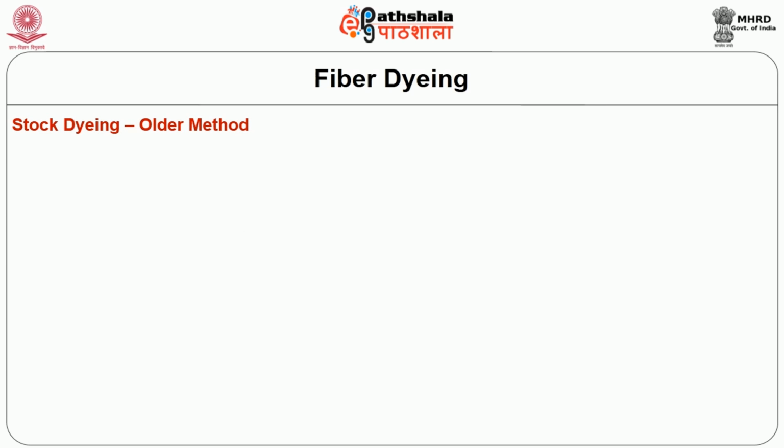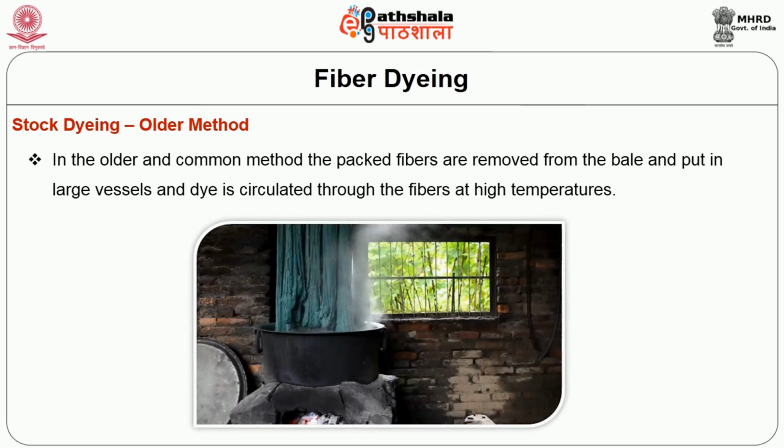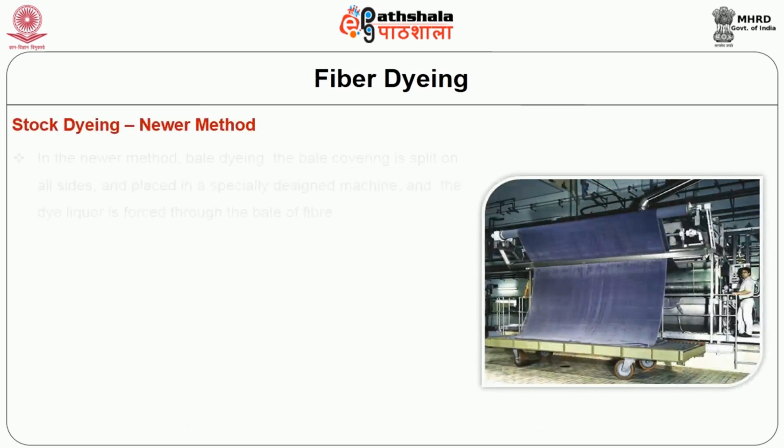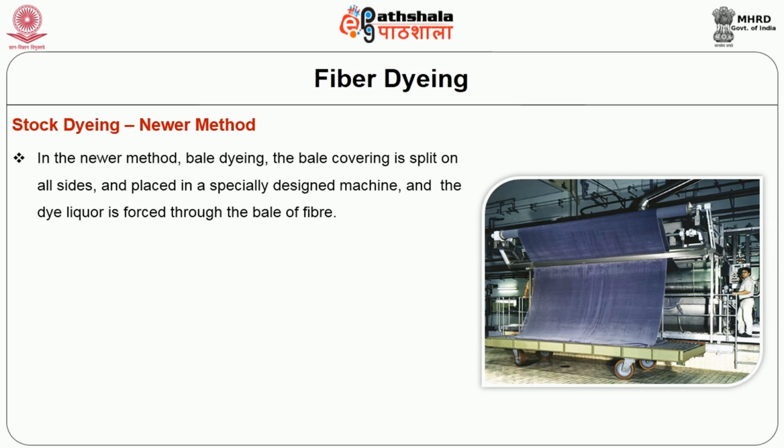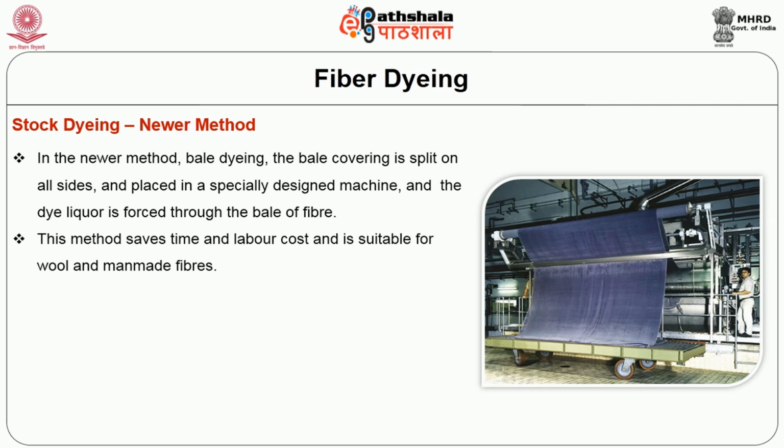There are two methods. In the older and common method, the packed fibers are removed from the bale and put in large vessels and dye is circulated through the fibers at high temperatures. In the newer method, bale dyeing, the bale covering is split on all sides and placed in a specially designed machine, and the dye liquor is forced through the bale of fiber. This method saves time and labor cost and is suitable for wool and man-made fibers.